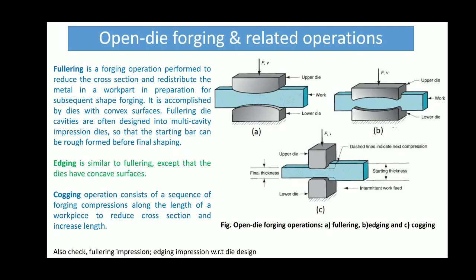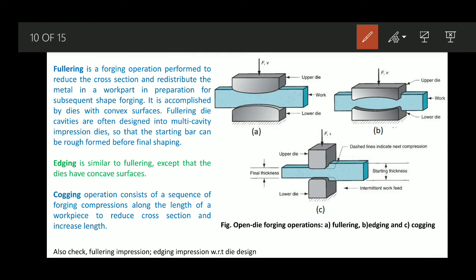Now in this figure we are discussing some open die forging and related operations. There are some other open die forging operations, and here we are discussing fullering, edging and cogging. So what is fullering? Fullering is a forging operation performed to reduce the cross section and redistribute the metal in a work part in preparation for subsequent shape forging. Basically it's accomplished by dies with convex surface. So that is important: fullering uses convex surface dies. This is shown in the first figure.